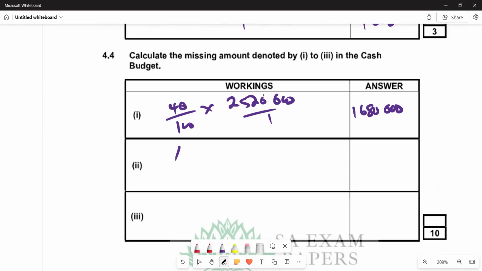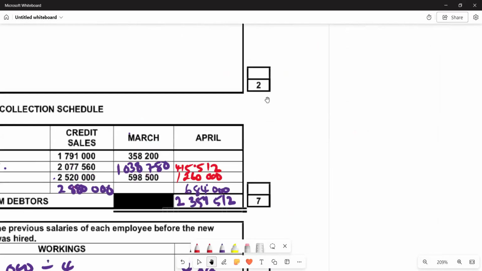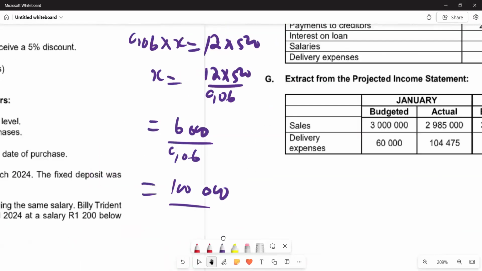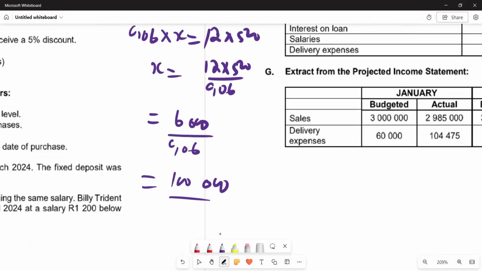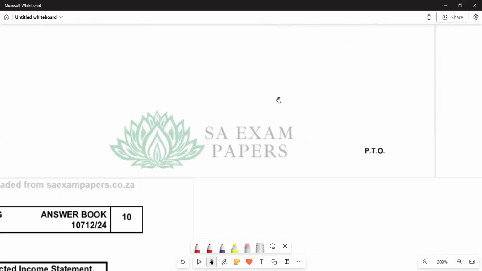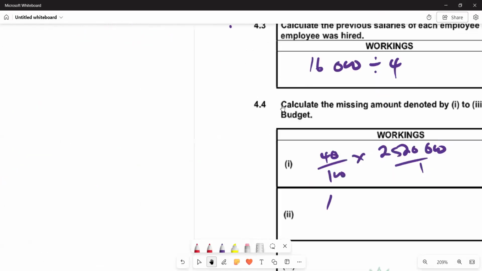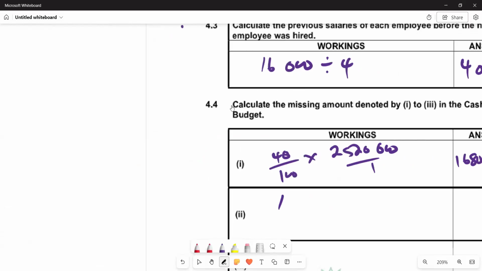Whereby we are saying 12, let's just try to verify the working that we put there. 6,000 divided by 0.06.